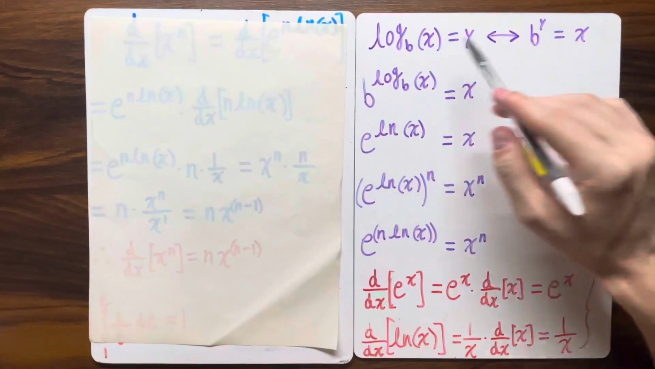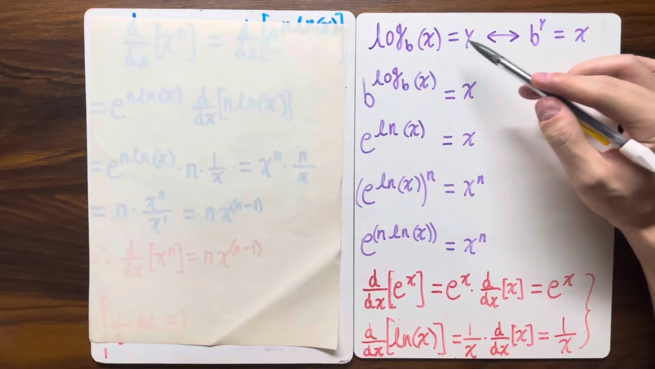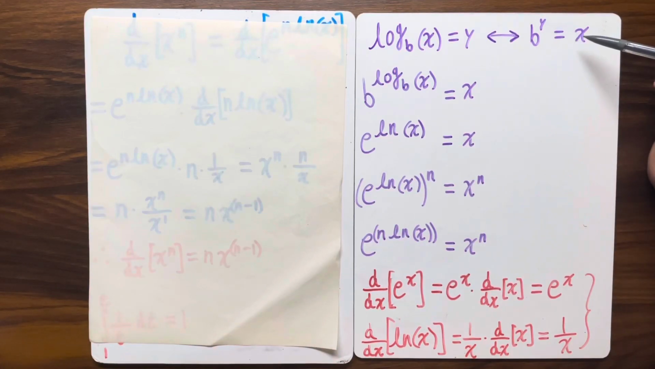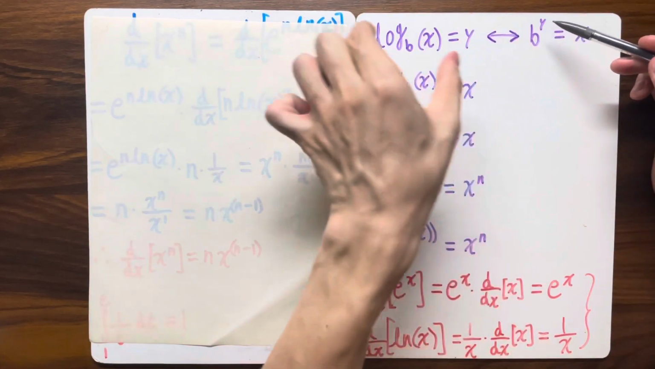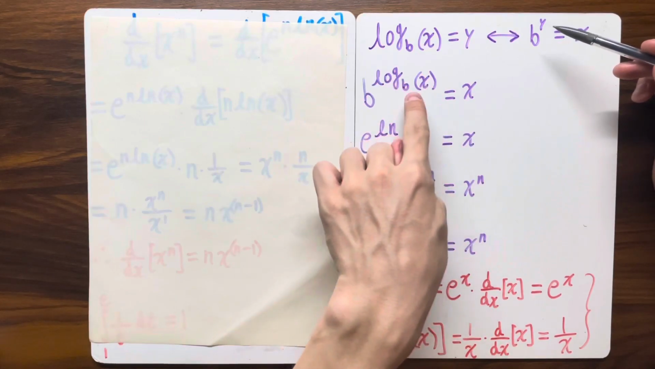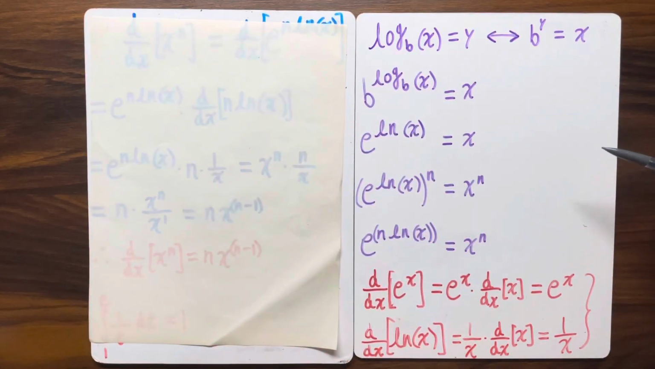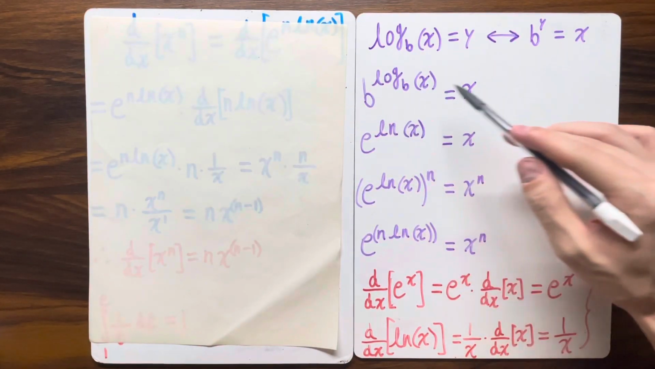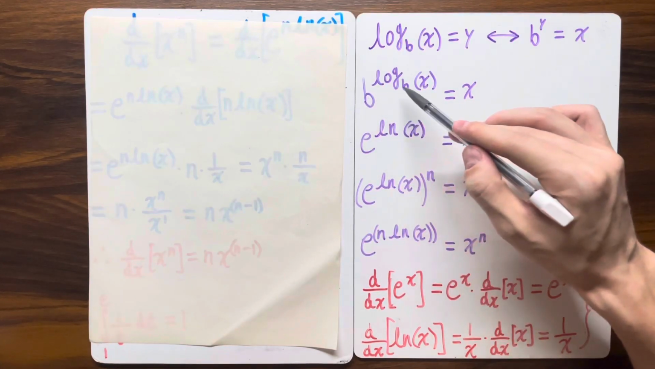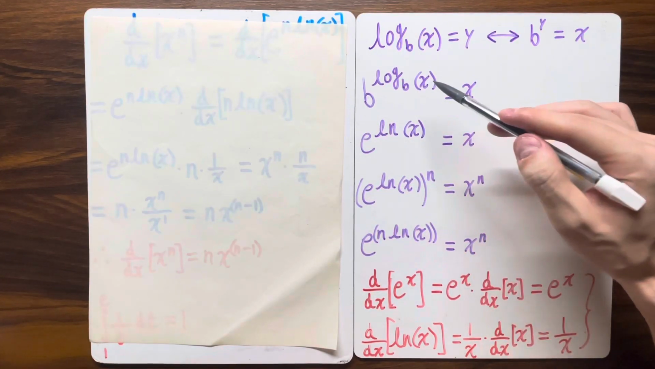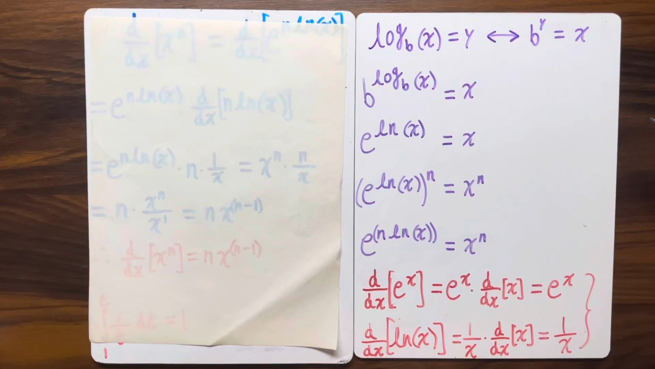Using this biconditional statement, log base b of x is equal to y if and only if b to the y is equal to x, we can replace what y was, log base b of x, for the exponent and get this result. So we can see here that as long as this base and the base of the log are the same, the result is just the input of what's inside the log.